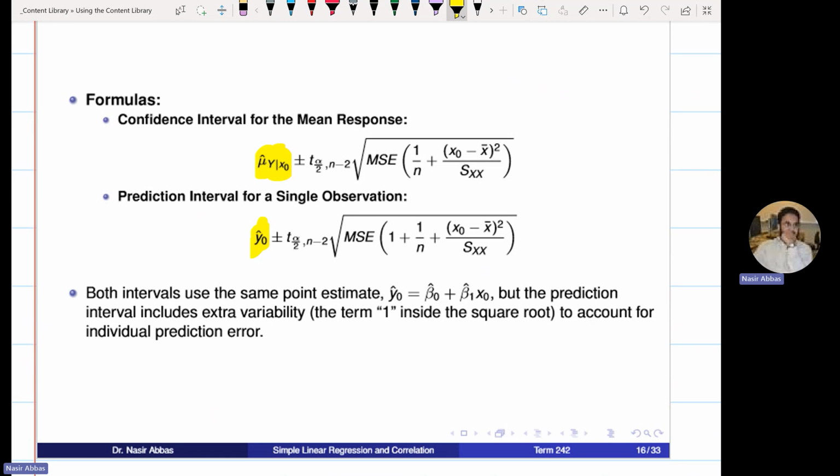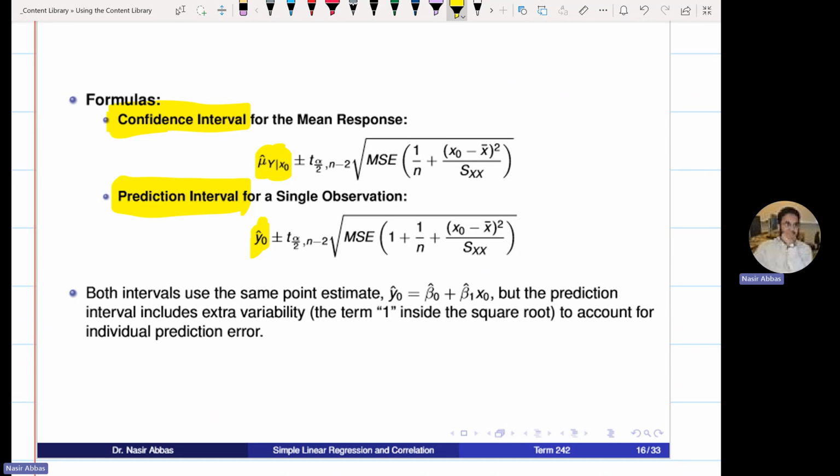One hint that you might get in an exam question: if it says prediction interval, that means it is referring to a single observation. If it uses the word confidence interval, that means it's referring to the mean response. But sometimes, if they want to make it tough, they don't use prediction interval or confidence interval, they use the word interval estimate, which applies to both of them.